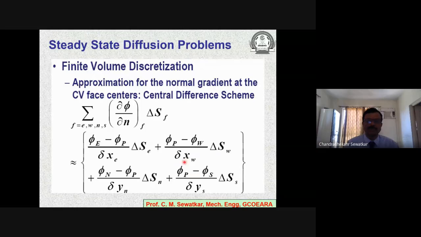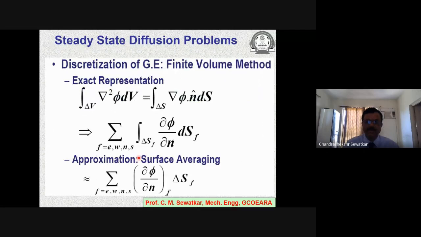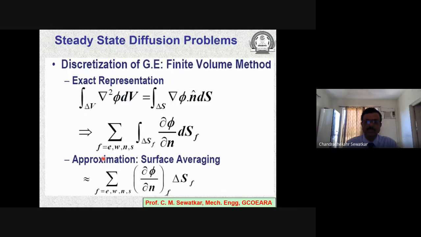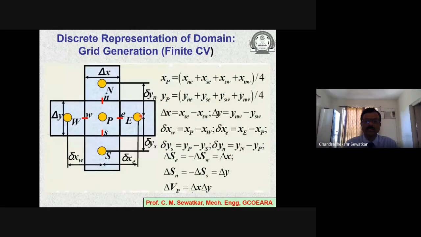So it can further be approximated. I can now approximate this del phi by del n in terms of phi e minus phi p divided by delta x. See here, phi e minus phi p divided by the distance between the two. For the west face, it can be written as phi capital P minus phi capital W divided by the distance between the two, that is delta xw, multiplied by this area, that is delta sw.